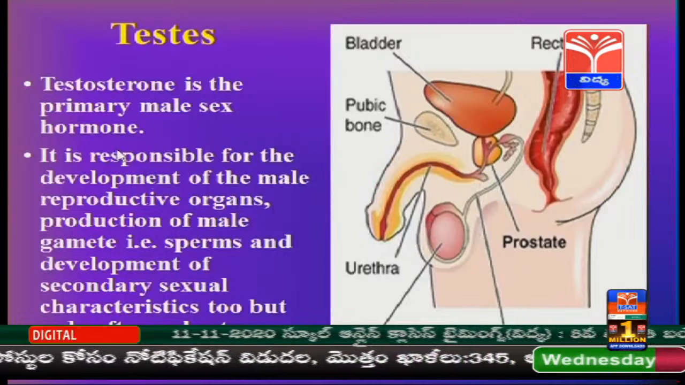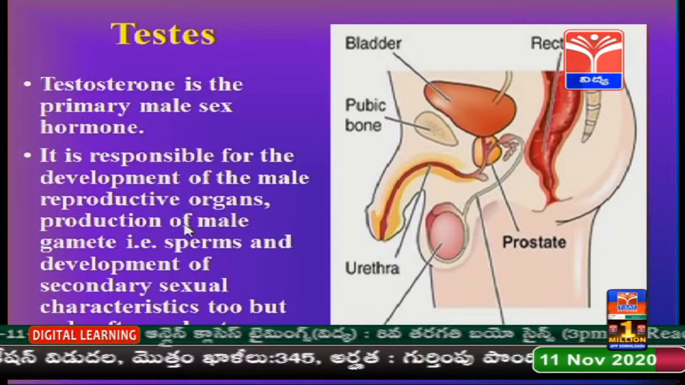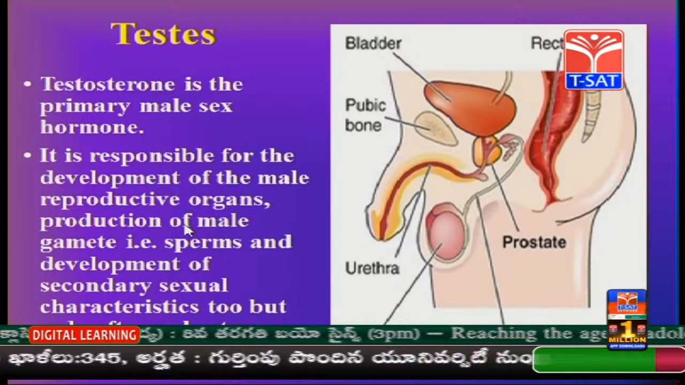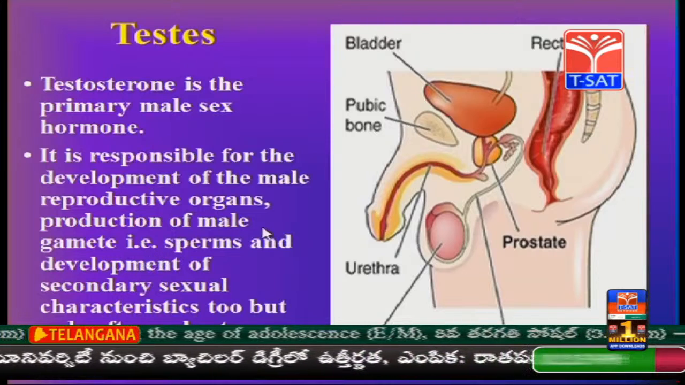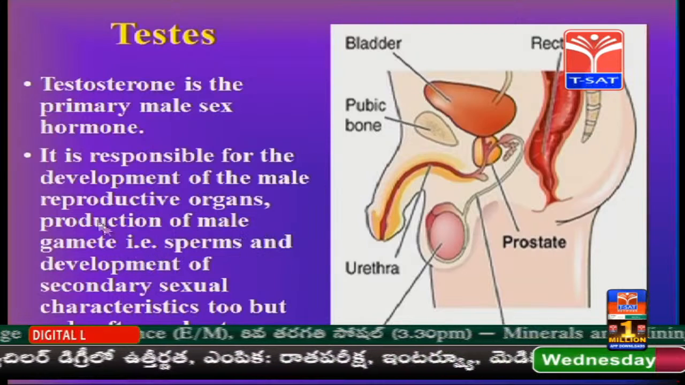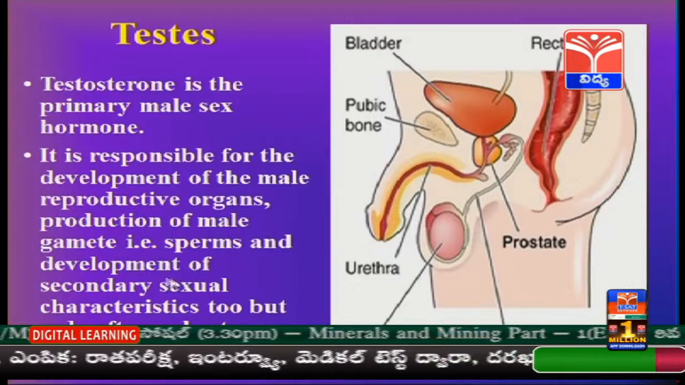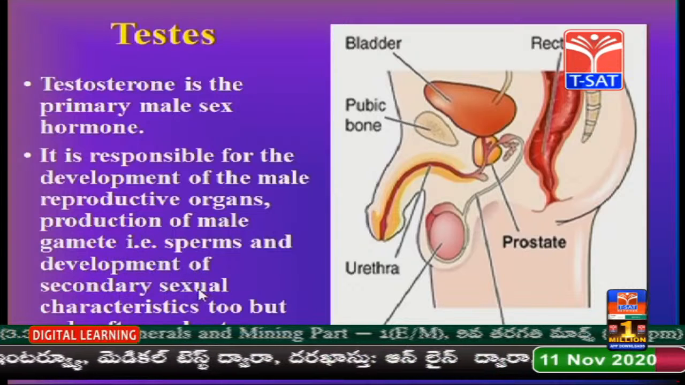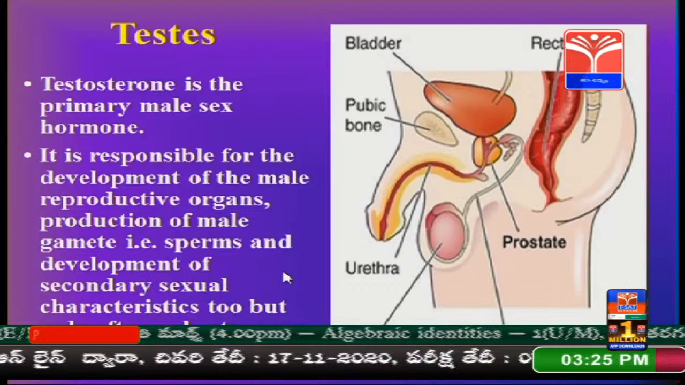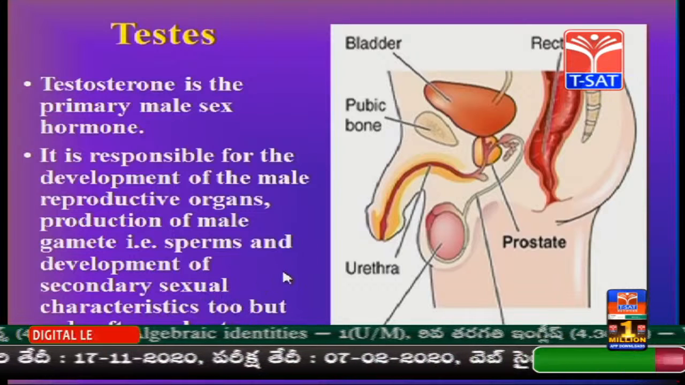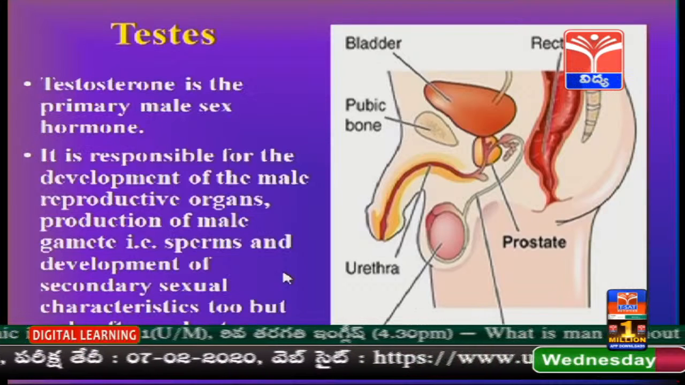Testosterone is the primary male sex hormone. It is responsible for the development of the male reproductive system. That means the testis produces sperms, and if the sperms are not produced properly, then reproduction does not take place. So, testosterone helps in the different changes in the body also, mainly during the puberty stage.